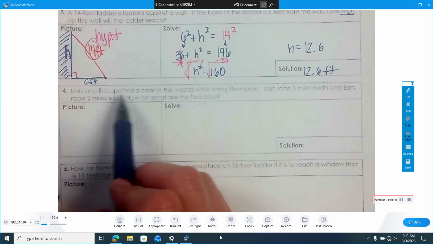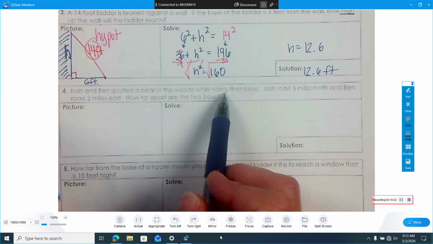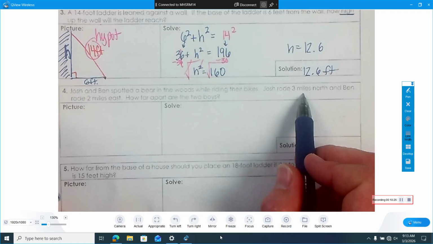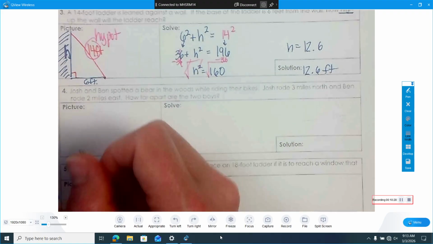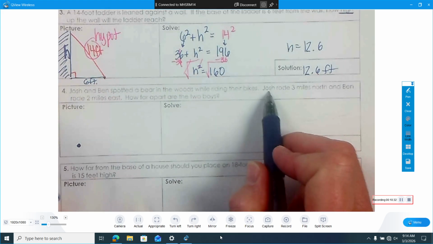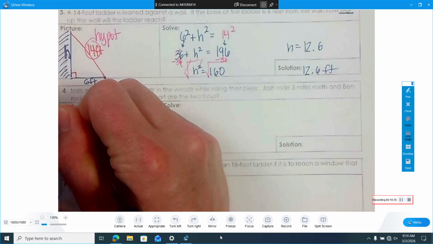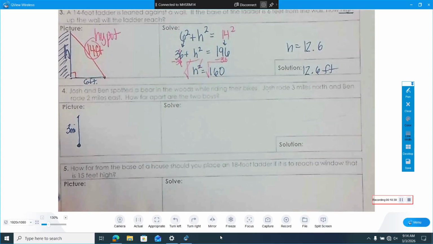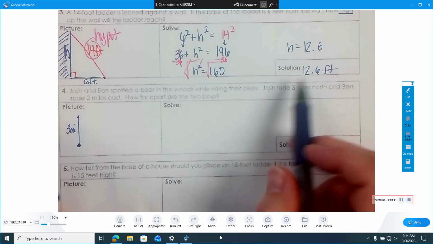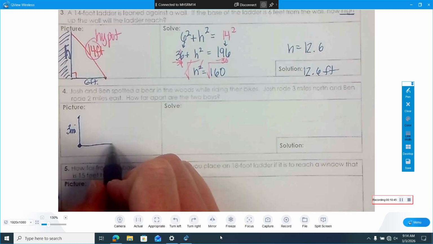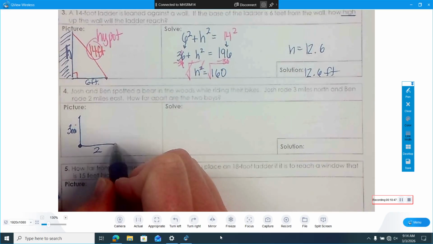Josh and Ben spotted a bear in the woods while riding their bikes. Oh my! Josh rode 3 miles north. All right, so Josh and Ben were right here. And let's see, Josh rode 3 miles north. So north I'm just going to call that direction. So that was 3 miles. And Ben rode 2 miles to the east. East is to the right. So there's 2 miles east.